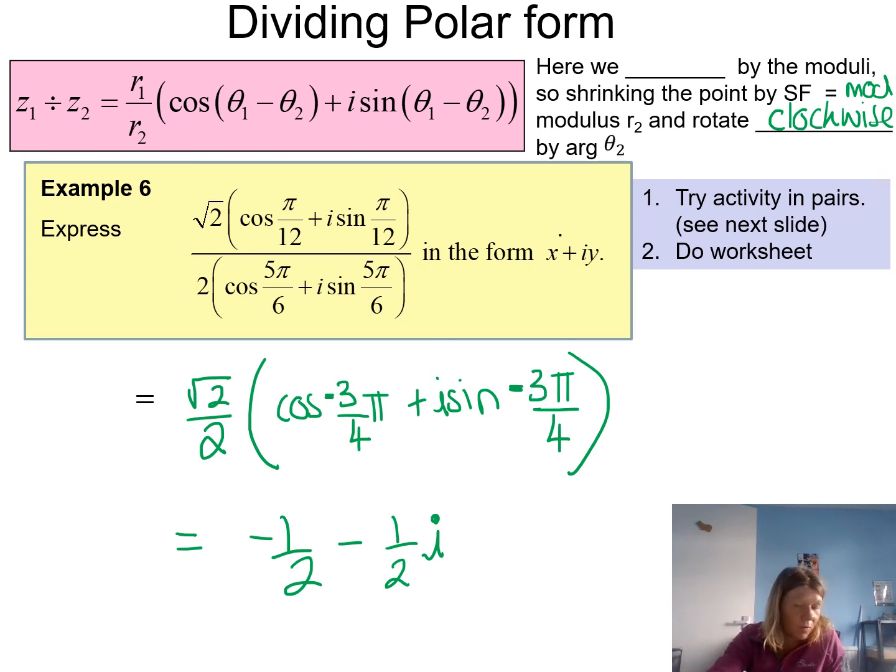Rightio. So that's about it really. There was an activity to do in pairs. It was about sticking some complex numbers on a sheet and labelling them, but unfortunately because of COVID we're not doing that one. So there is a worksheet for you to do with some questions on that recap a lot of the stuff. So as I say, really good revision for your exam that's coming up.